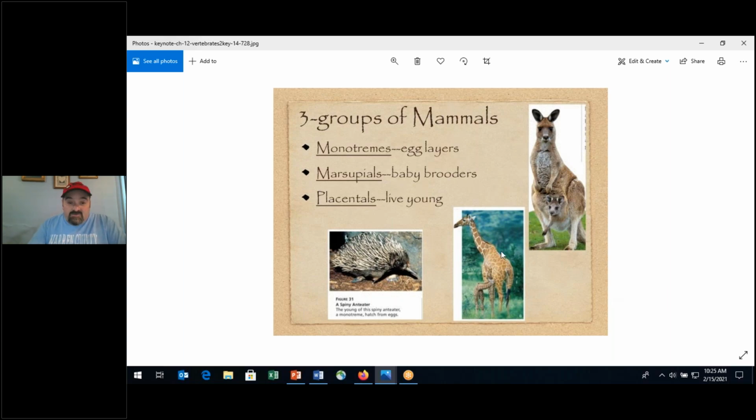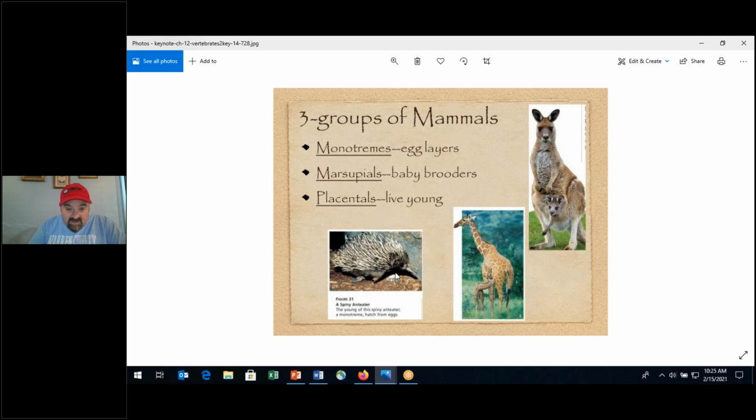Now, the mammals, we have monotremes, marsupials, and placentals. So placentals would be the bear, right? They're not a marsupial like a kangaroo. Here we have the giraffe, which would be a placental. Humans, placentals. We carry the baby for term for 40 weeks, and then we end up having the birth of the child. Monotremes were egg layers.